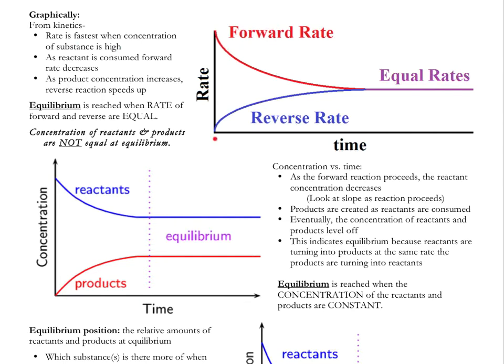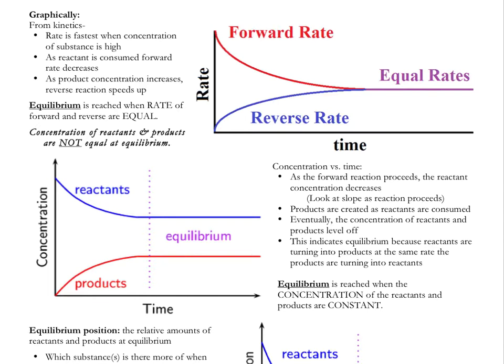As I start to make AB, now that AB can decompose, so it starts being made. This one speeds up, this one slows down. Eventually, by definition of what equilibrium is, we get to an equal rate.